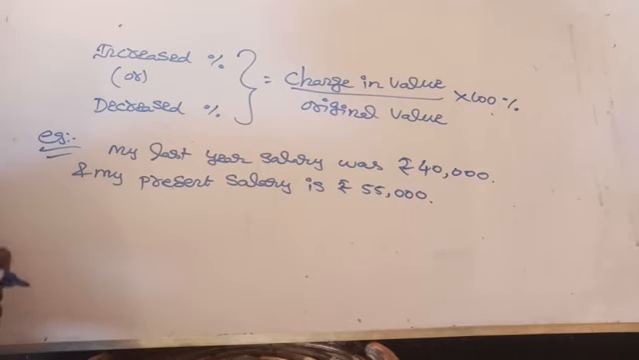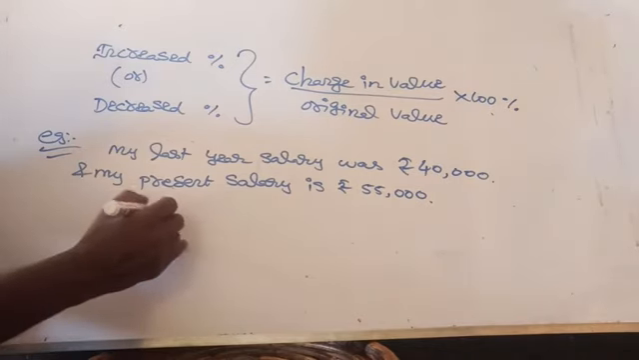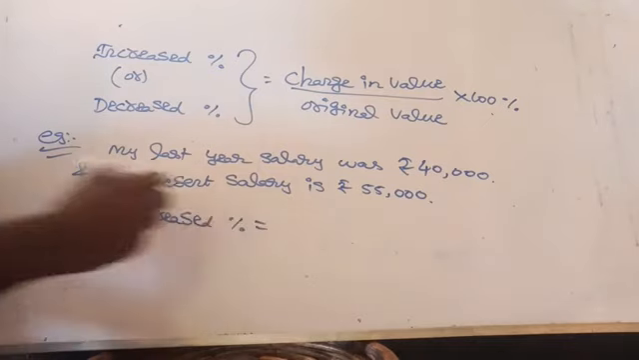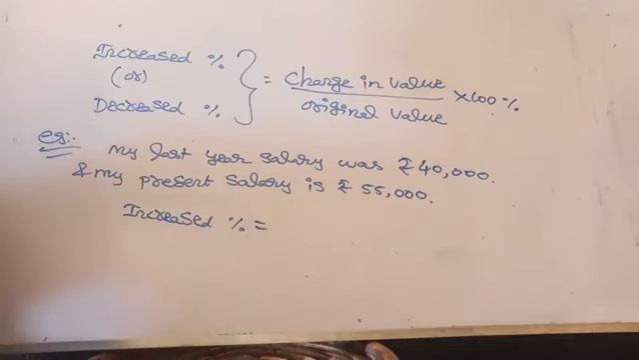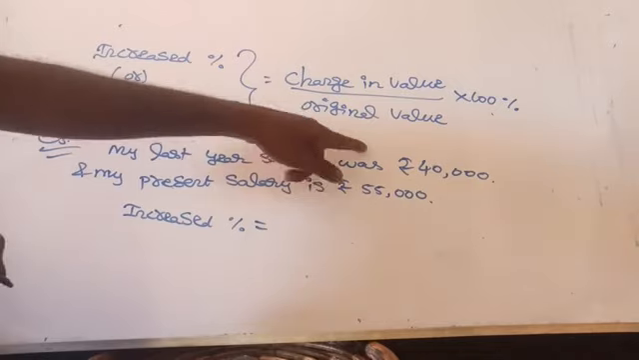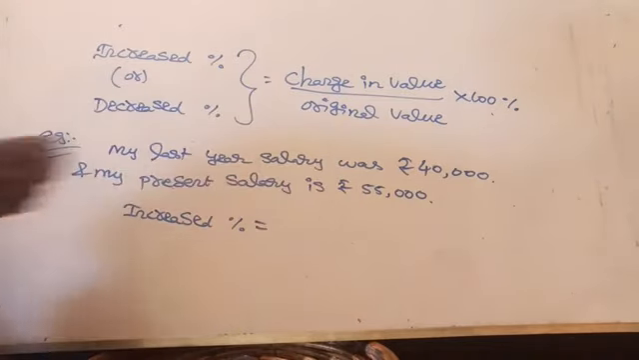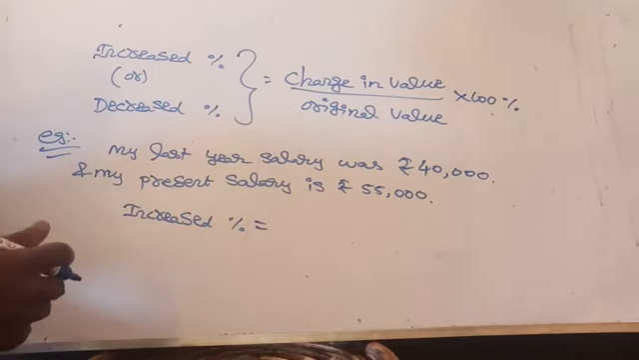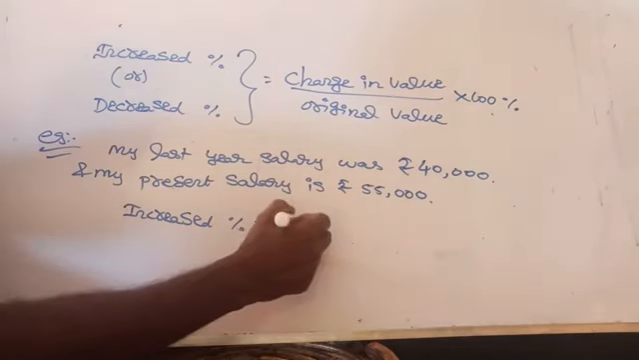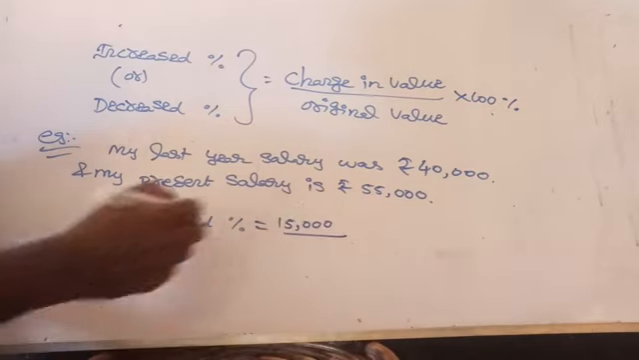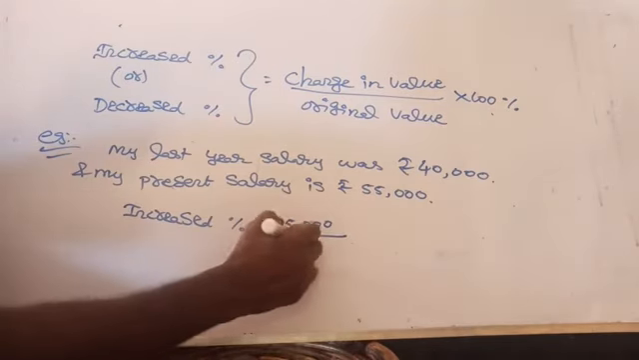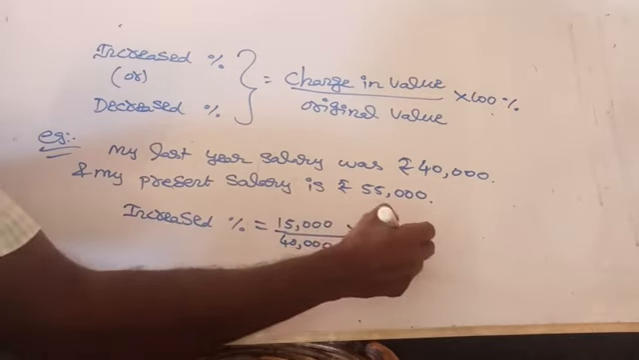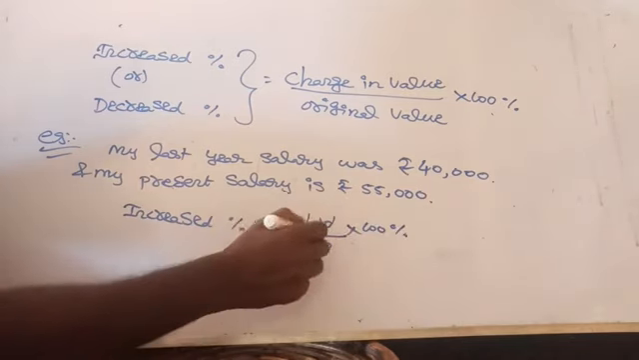How will you find? Now increased percentage is equal to, now what is the change in value? Last year it was 40,000, now it is 55,000. Now how much did it increase? Yes, 55 minus 40 is 15,000 it increased. Okay. Now last year my salary was how much? 40,000, into 100 percentage.